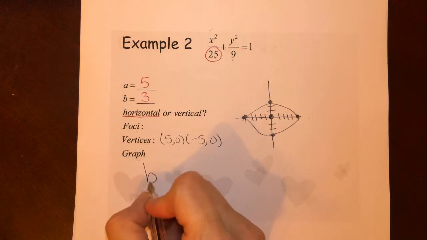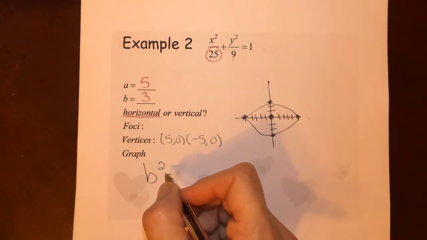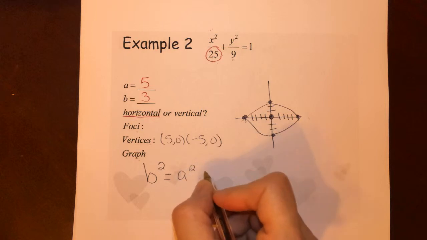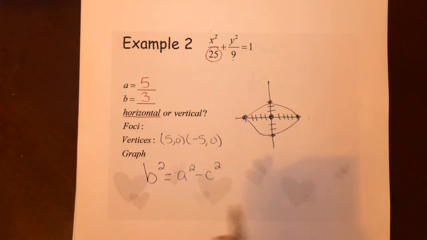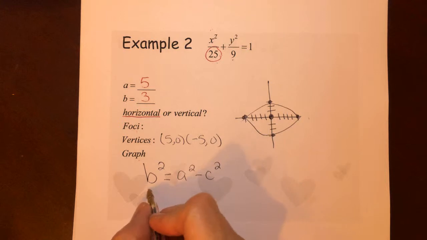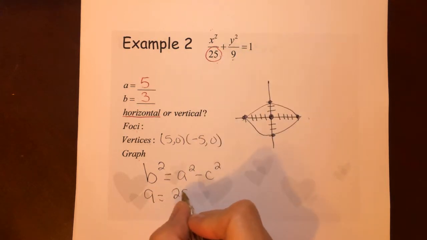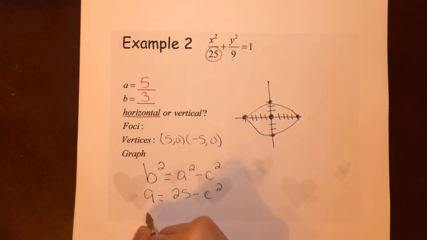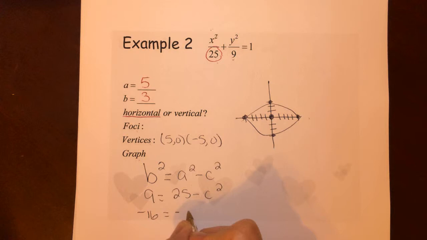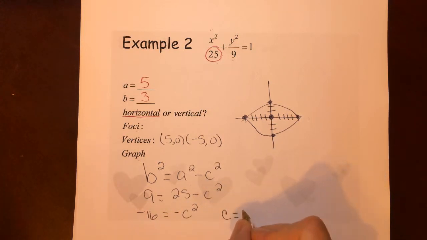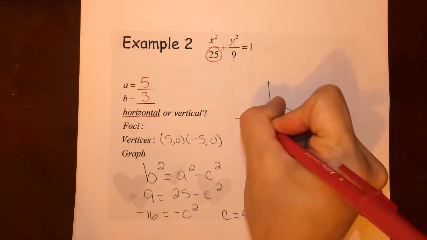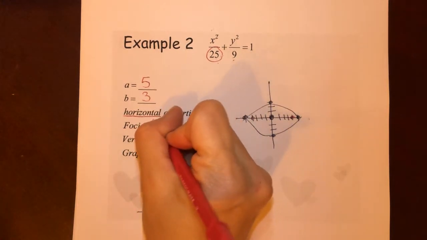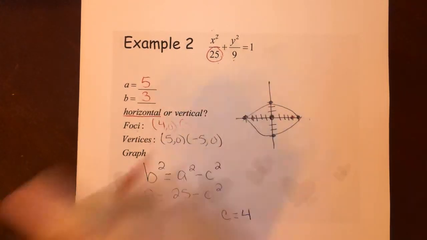To find the focus, I need my c, so I'm going to need to use the formula b squared equals a squared minus c squared. So b squared is 9, a squared is 25. I'm going to solve, so I'm going to subtract 25 and I'm going to get negative 16 equals negative c squared. So I'm going to divide by negative 1 and square root, and the square root of 16 is 4. So I'm going to go left and right 4 to get my focus. So that meant I went 4, 0, and negative 4, 0.